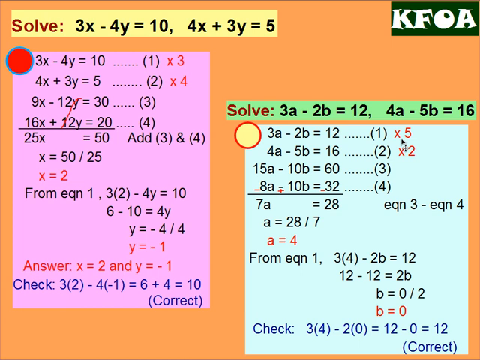Okay, so here multiply by 5 to make the coefficient of b equal. You can do coefficient of a also equal, 3 and 4. So multiplying and subtracting 4 from 3, we got 7b is 28. Simple. Substitute and get your answer.